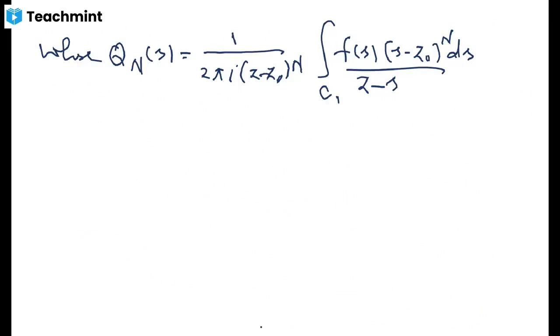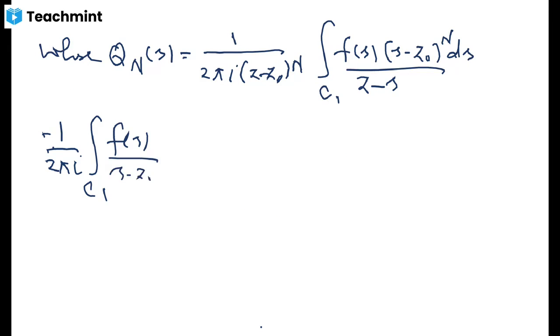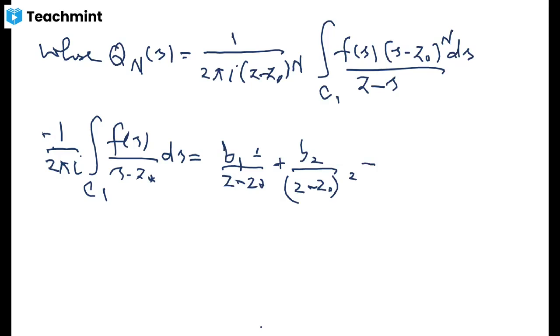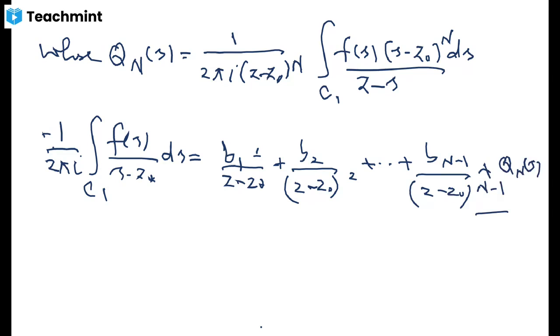Finally, I can write this, minus 1 upon 2 pi i, integral over c1 of f of zeta over zeta minus z naught, zeta minus z, d zeta, as b1 plus b1 upon z minus z naught, plus b2 upon z minus z naught square, plus so on, plus b n minus 1 upon z minus z naught to power n minus 1, plus you have qn of zeta. Let this equation be 3.